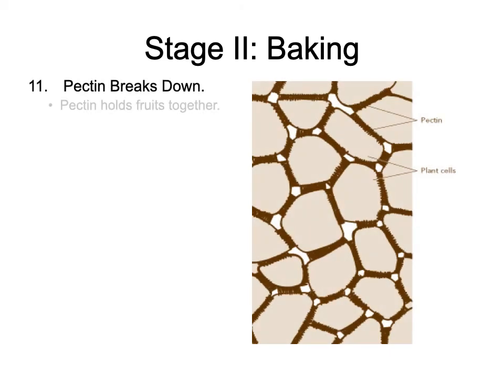Step 11, the pectins start breaking down. If you have fruit in a product, like a fruit pie, you'll notice that the fruit starts to break down. Berries start to crack and break open. Fruits start to get soft. And what's happening is, in between the plant cells, you have these little things called pectins. And pectins are what hold the cells together. When the pectins break down, they will start releasing the cells, and the fruit starts to release juice.